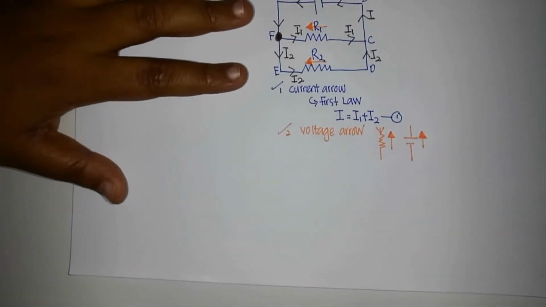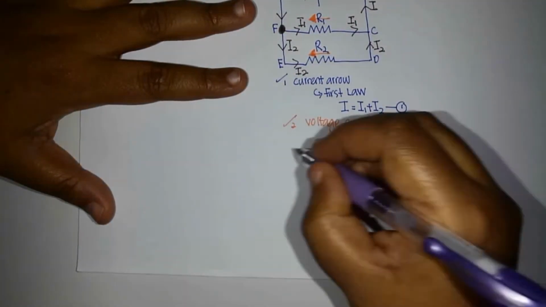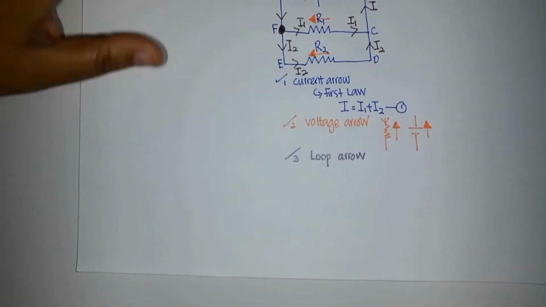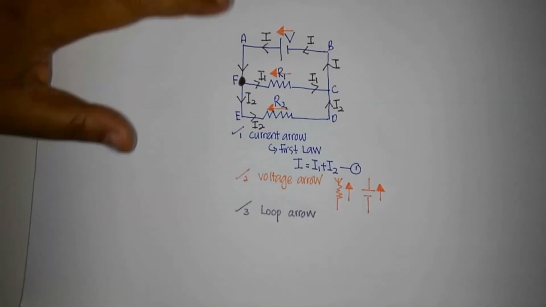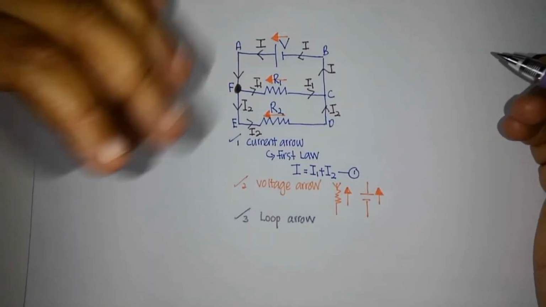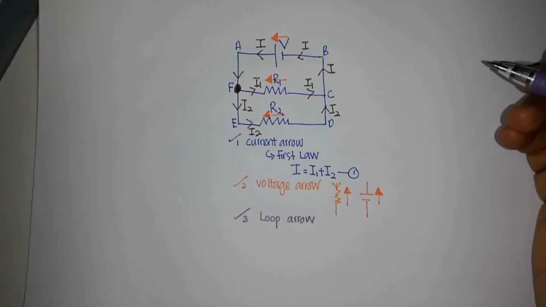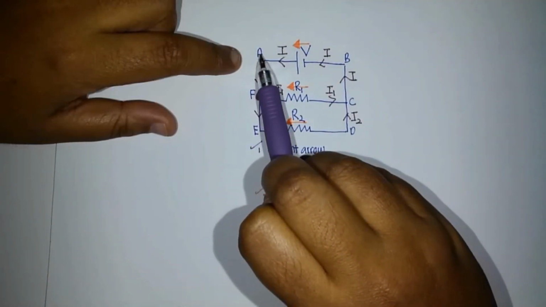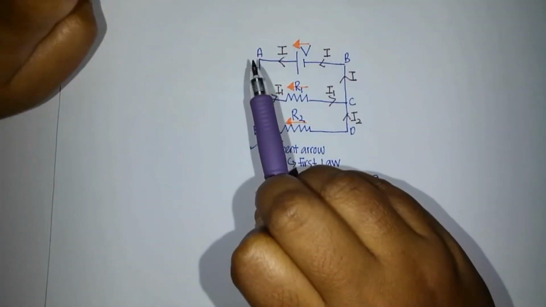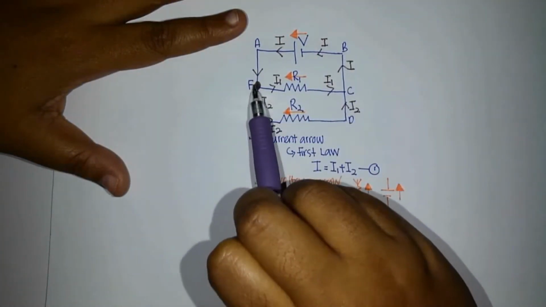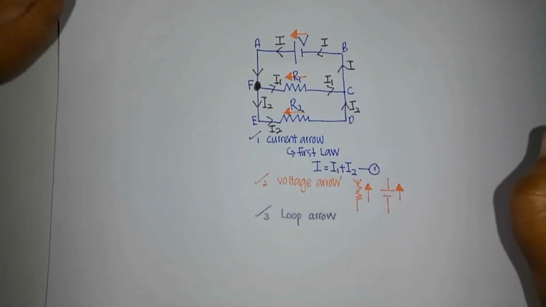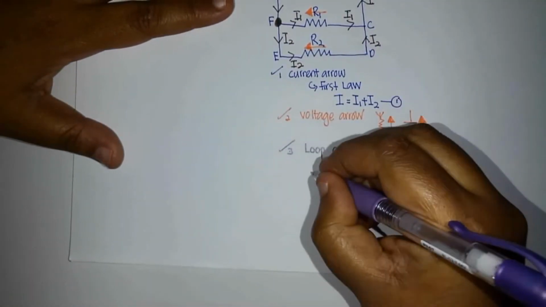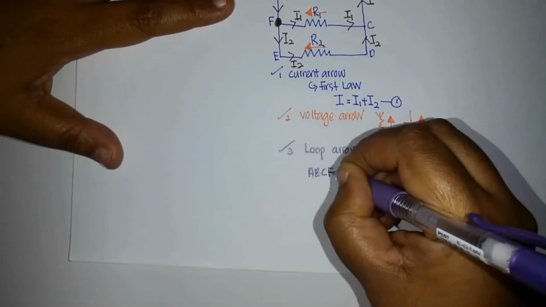Next, what do I do? The next step is to draw a loop arrow. I can choose whichever I want. There are 3 loops actually: A, B, C, F, A; A, B, D, E, A; and F, C, D, E, F. There are 3 loops, but you only need 2 loops. So I'm going to take the first loop, which is A, B, C, F, A.